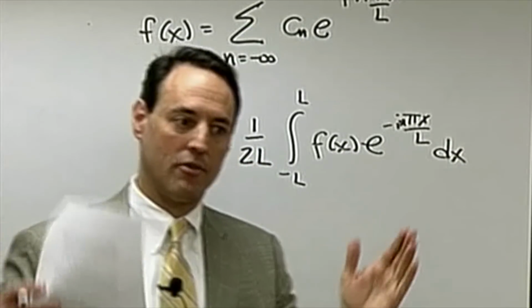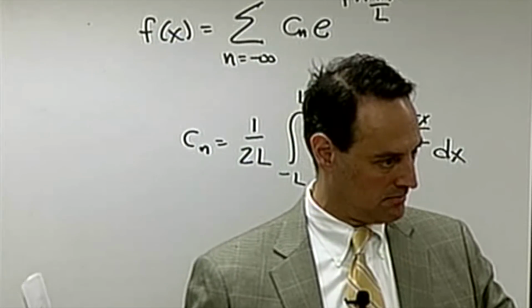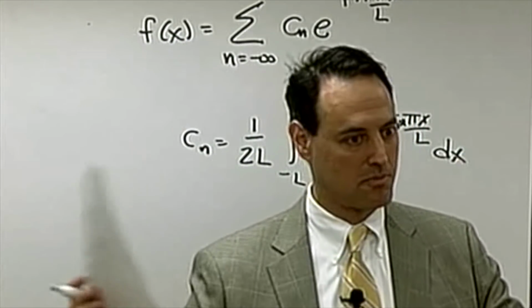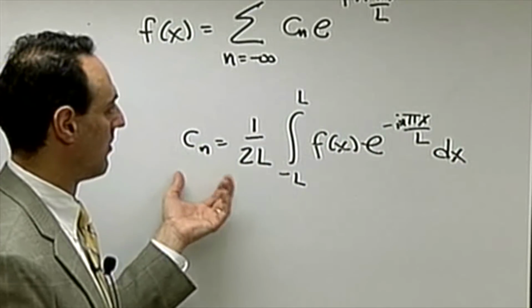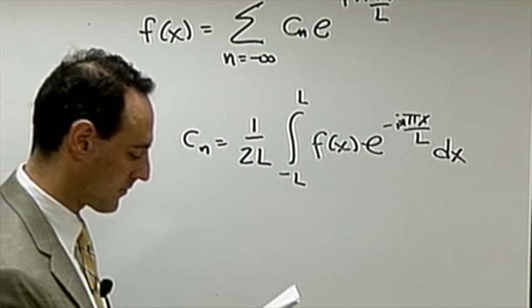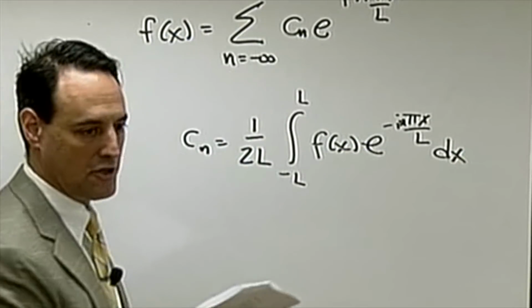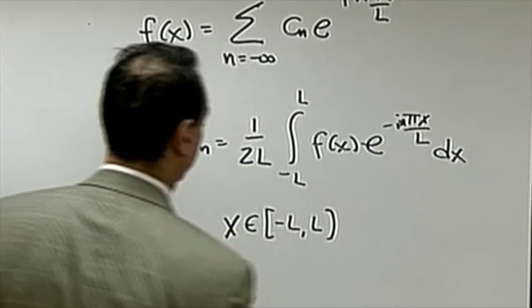Instead of being on the interval negative pi to pi, I've generalized it to be on the interval negative L to L. Okay? You can get from one to the other just by a simple rescaling of your variables. But this is kind of the more general formulas that we want to think about for the purposes here. Still finite domain. X is an interval negative L to L.